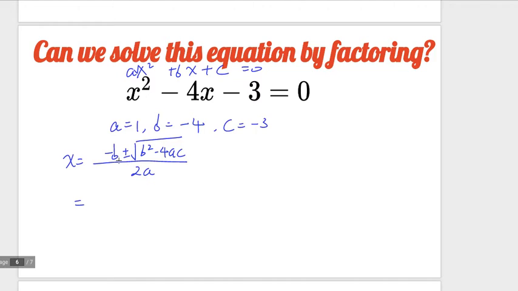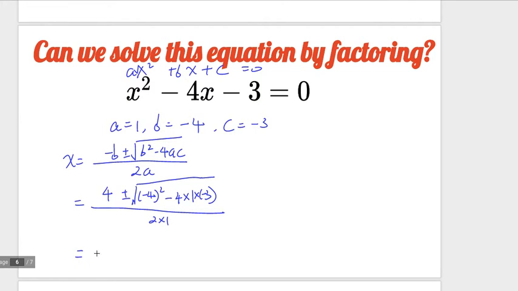Again, as I mentioned, we read this as opposite b, which is the opposite of -4, which is 4, plus or minus square root of b squared. I strongly suggest you do not forget to put parentheses if you deal with negative numbers. So it's (-4) squared minus 4 times 1, which is a, times -3, which is c, divided by 2a, 2 times 1.